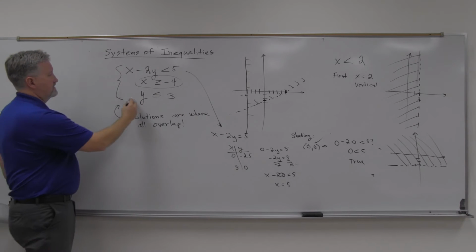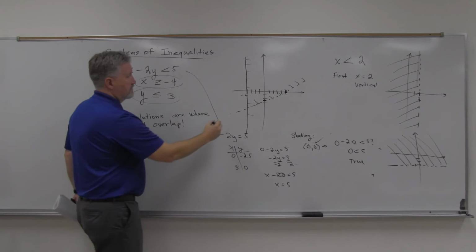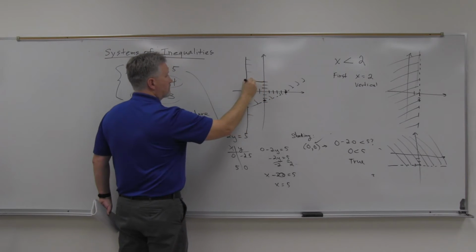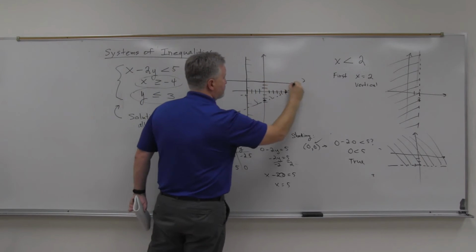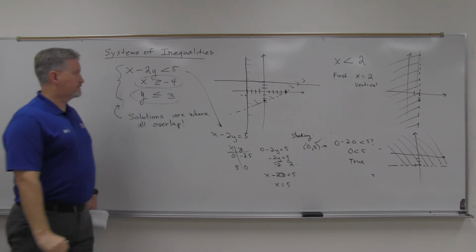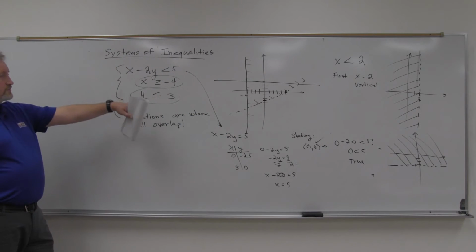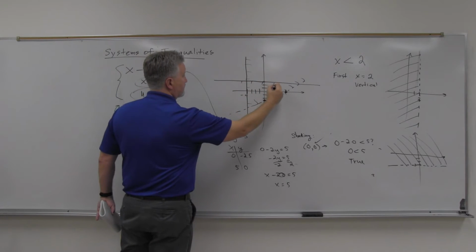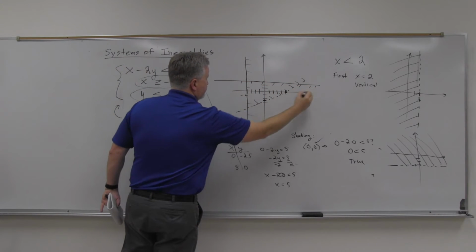And then last but not least, y is less than or equal to 3. That's our horizontal line, y equals 3. And it's solid because you got the equal to part. 0, 0 would work again, so that's below the line as well. Okay.